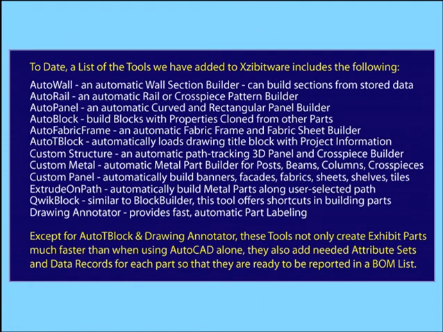To date, a list of the tools we have added to Xzibitware includes the following seen here. Except for AutoCAD Block and Drawing Annotator, these tools not only create exhibit parts much faster than when using AutoCAD alone, they also add needed attribute sets and data records for each part so that they are ready to be reported in a bill of materials list. This concludes our introductory tutorial.